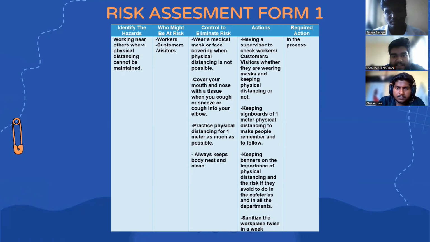And the actions: having a supervisor to check whether workers, customers, and visitors are wearing masks and keeping physical distancing or not. Keeping signboards of 1 meter physical distancing to make people remember and follow. And the third one, keeping banners in the cafeteria and in all the departments on the importance of physical distancing and the risk if they avoid doing it. And lastly, sanitize the workplace twice a week. The required action is in the process.